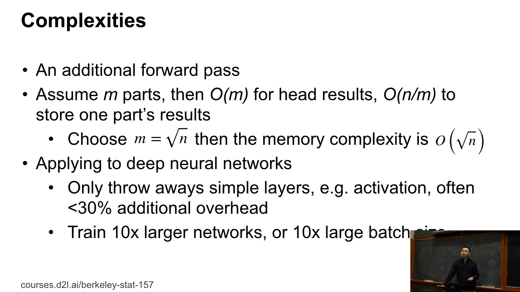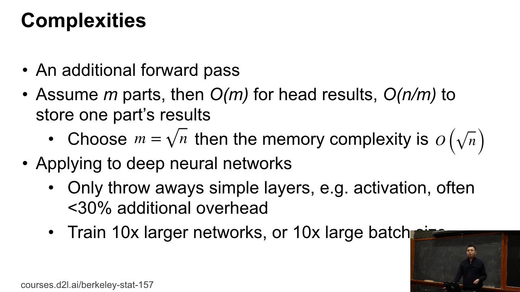When applied to deep neural networks, the lucky thing is that not every layer is as heavy as the others. For example, we have a bunch of activation layers, which are just element-wise computations, such as max(x, 0). We can usually ignore these results. For computation-heavy layers, such as fully connected layers, which we'll talk about later and which are matrix multiplications, or convolution layers, we save the results. So in practice we only throw away the simple layer results, and as a result we get at most 30% additional computation overhead.